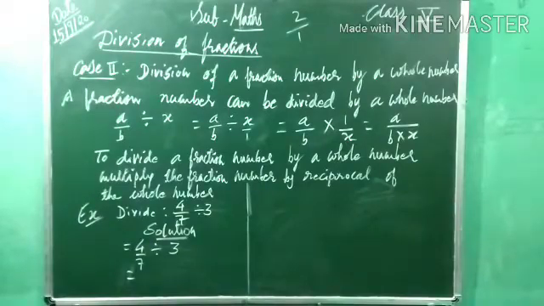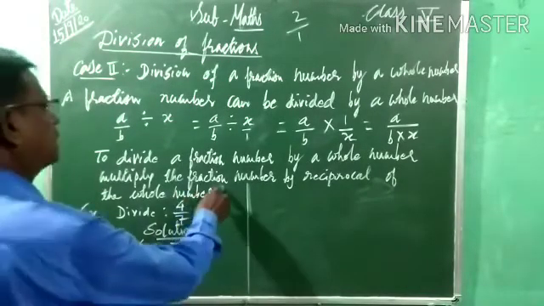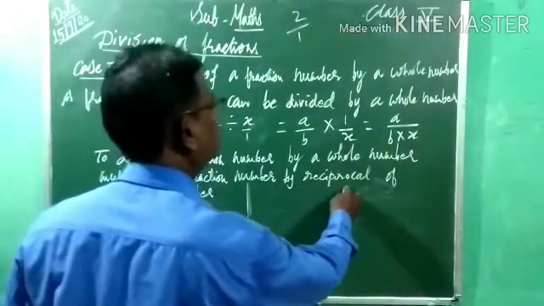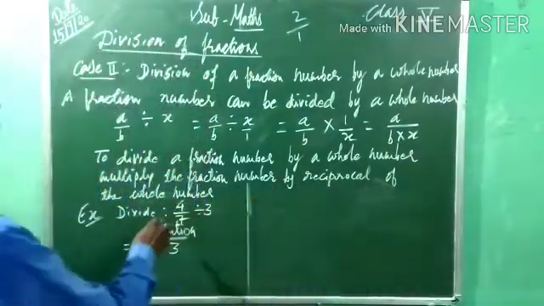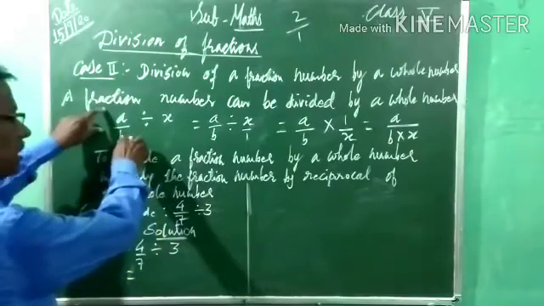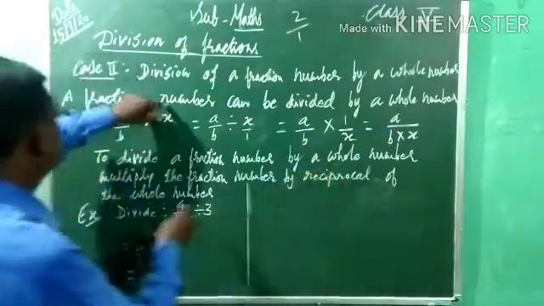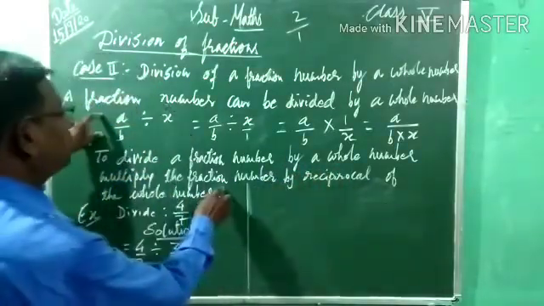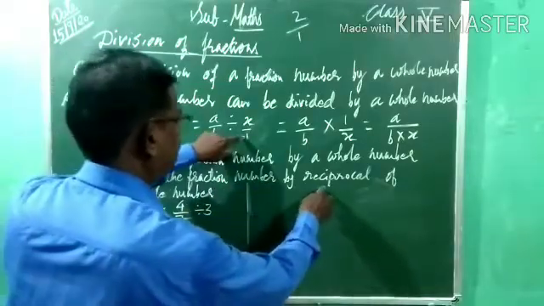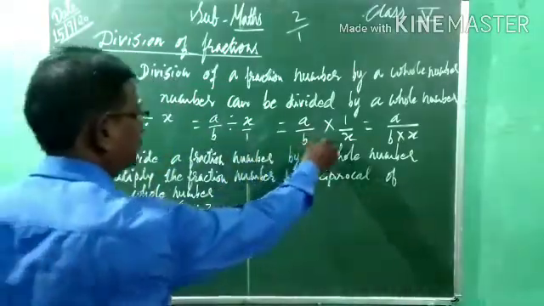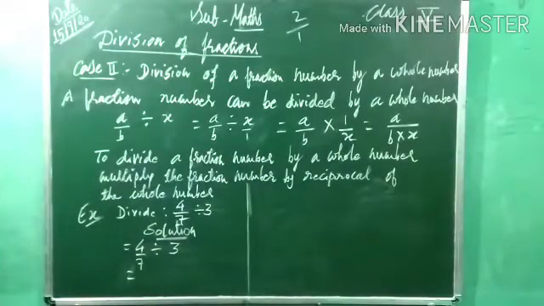Understood this one? So to divide a fractional number by a whole number, multiply the fractional number by the reciprocal of the whole number. To divide a what? Fractional number by a what? Whole number. Multiply the fractional number by the reciprocal of the whole number. This one. So now look at the example.